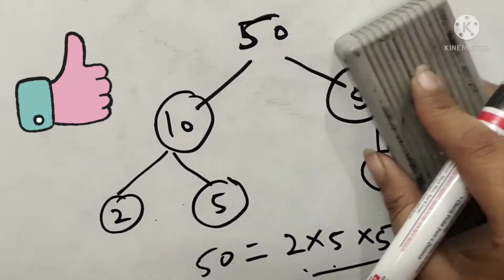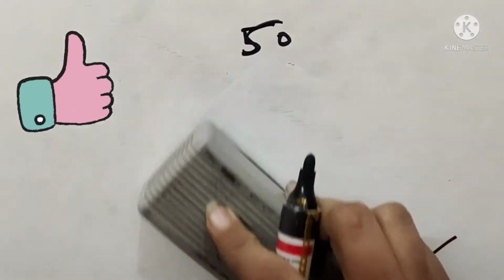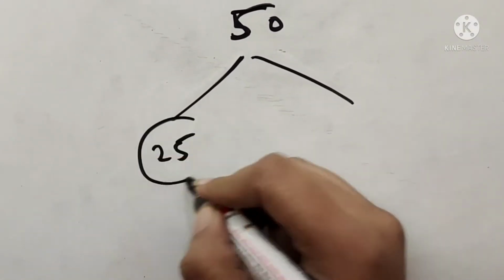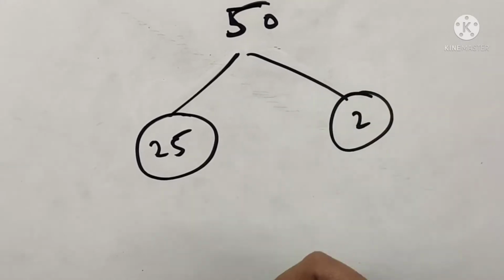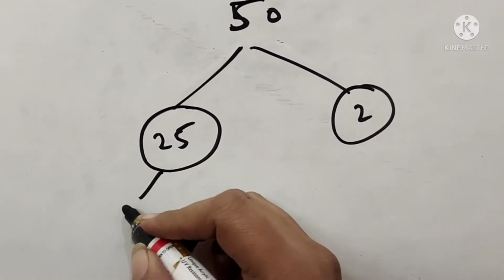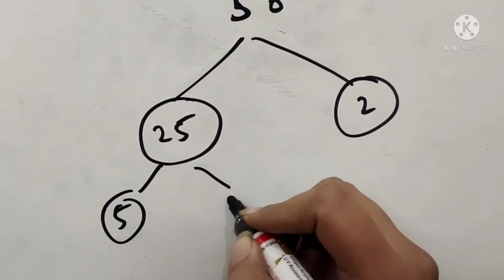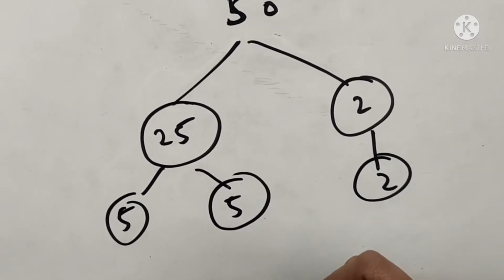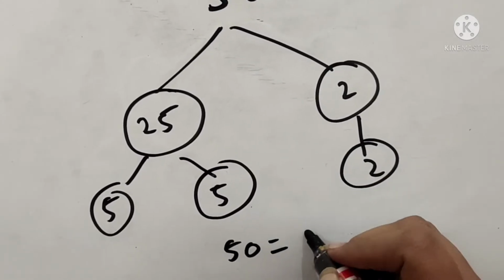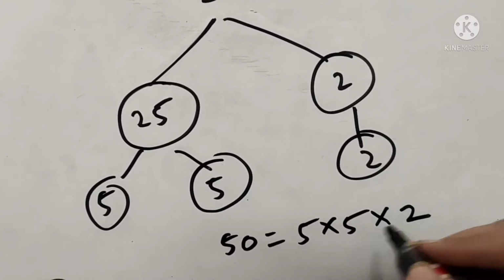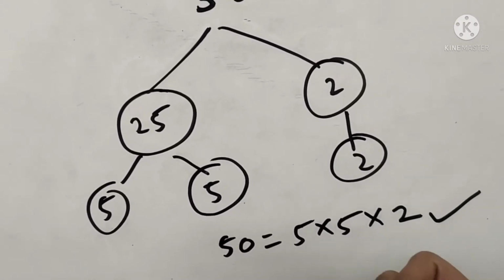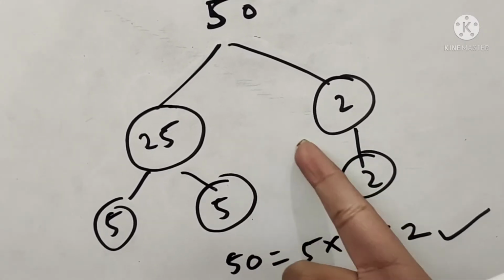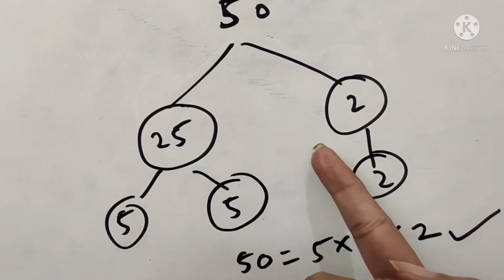Suppose the same example I take in the other way. Some students will say that we can separate it in the form of 25 into 2 also. Yes, you can. 25 into 2 is 50. Now we can further divide 25 into 5 into 5, because 5 into 5 is 25. Similarly 2 can't be further divided, so it will carry down the same. So we can again write 50 in the form of 5 into 5 into 2. So 5 into 5 is 25 and 25 into 2 is 50. The same factors will come at the end, so you will get the same answer. Whatever number you take in the starting, whether it is 25 or 2 or 10 or 5, you will get the same answer.